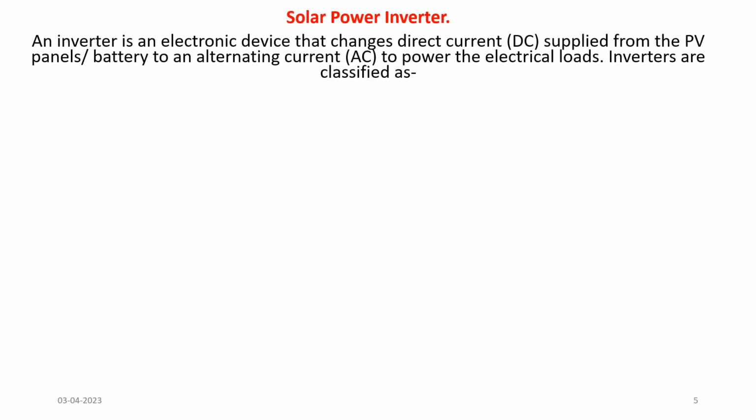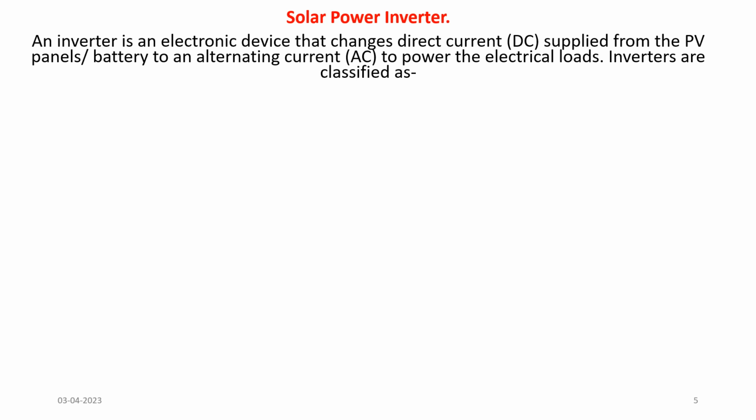Then the solar power inverter. An inverter is an electronic device that changes direct current, DC, supplied from the PV panels or battery to an alternating current, AC, to power the electrical loads. Inverters are electronic devices, they comprise electronic components built together, like the MOSFET, the FET, the transformer, and that changes the direct current.